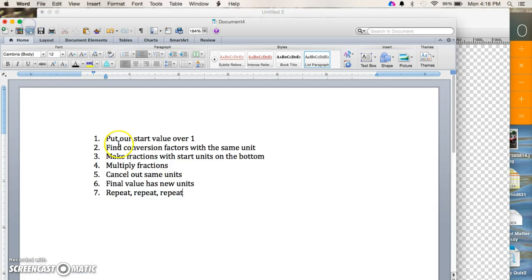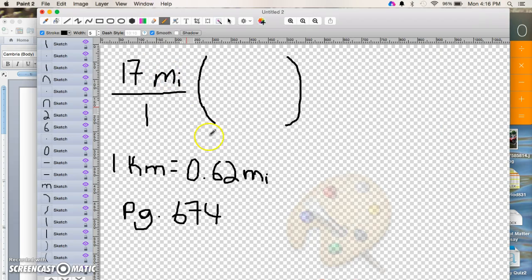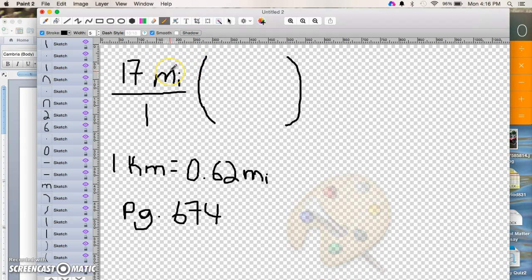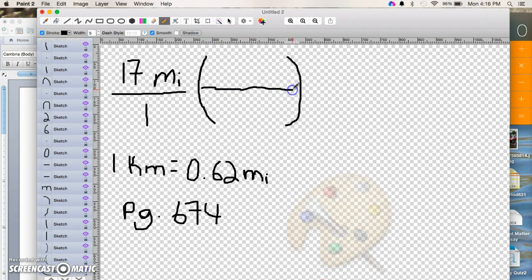Once we find the conversion factor with the same unit, we've got miles up here, we've got miles down here, so we know we're good to go. We make a fraction with the start units on the bottom. Our start unit is 17 miles, so we're going to put that on the bottom.